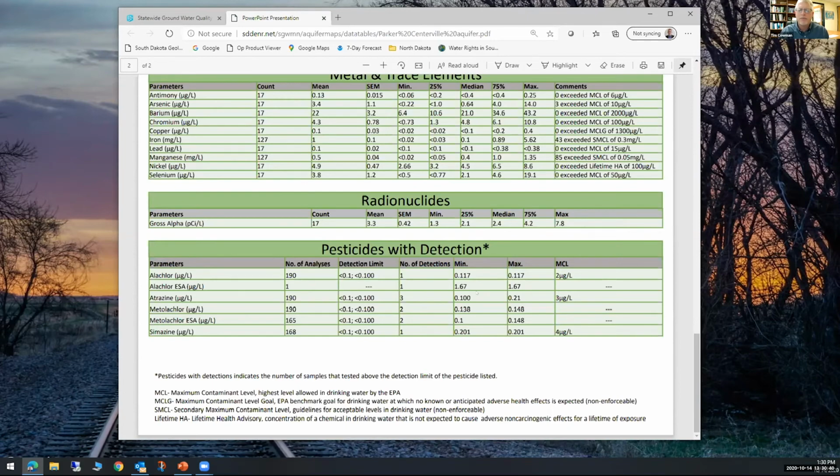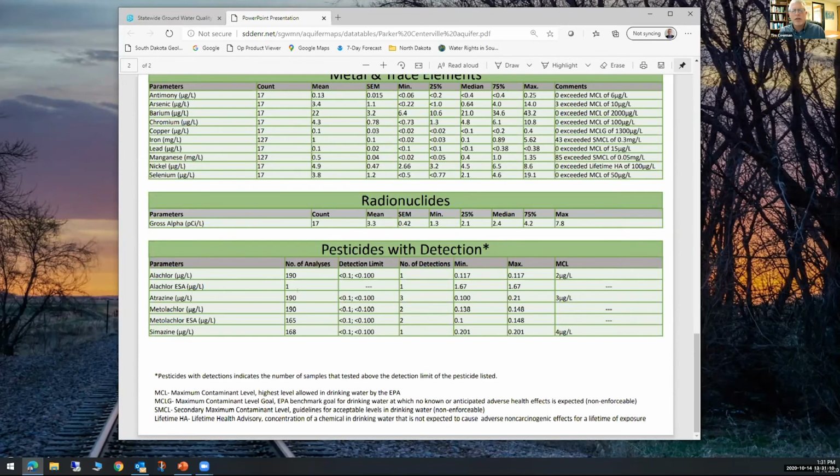So just take the first one, alachlor, and I don't believe that's even being used anymore, but it was at one time when we had the network going. We had one detection in the whole life of the network for alachlor, and since there's only one, the min and max are the same, which was 0.117 parts per billion. The MCL is 2 parts per billion.